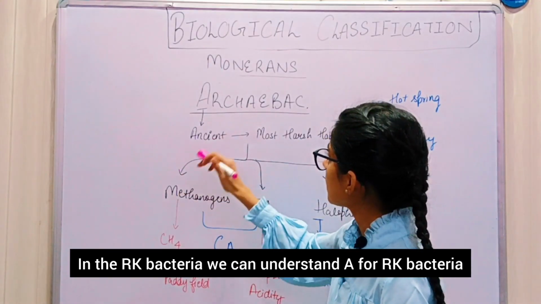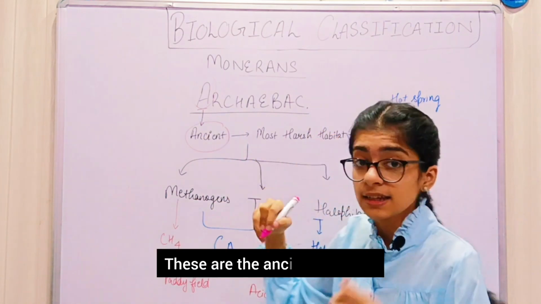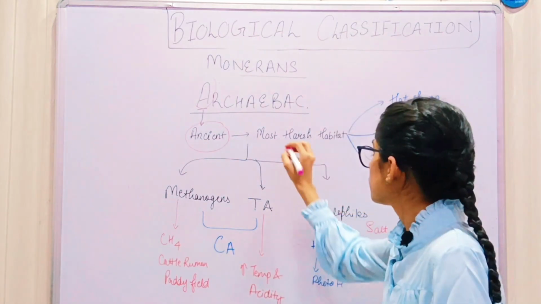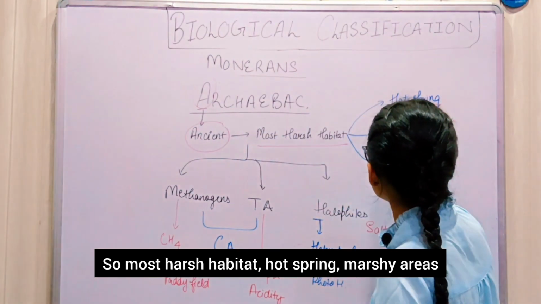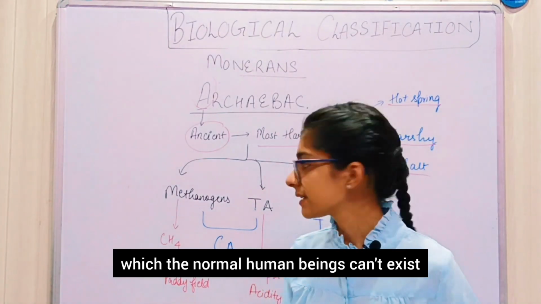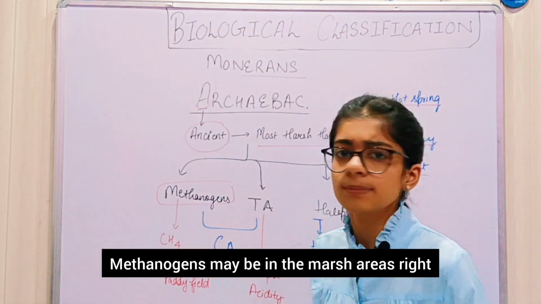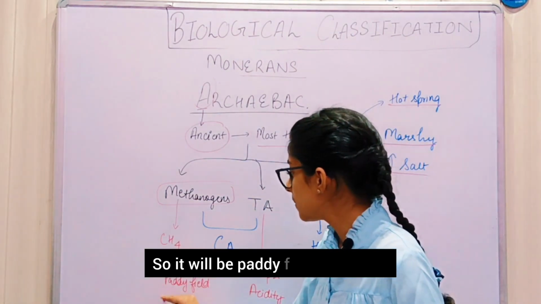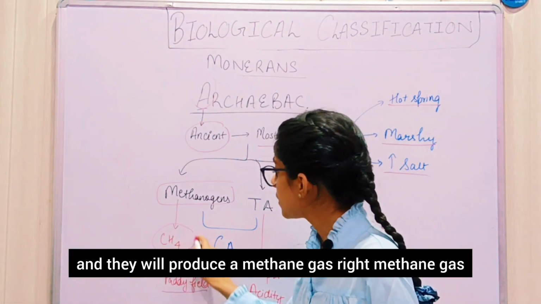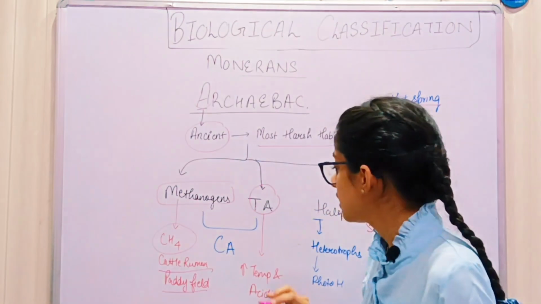In the archaebacteria, we can understand A for archaebacteria and A for ancient. These are the ancient bacteria. So in ancient times, the habitat was very harsh. Most harsh habitats: hot springs, marshy areas, high salt concentration, in which normal human beings can't exist. So we have the methanogens. Methanogens may be in the marshy areas, right? So it will be the paddy field, the rumen of the cattle, and they will produce methane gas, right? Methane gas.